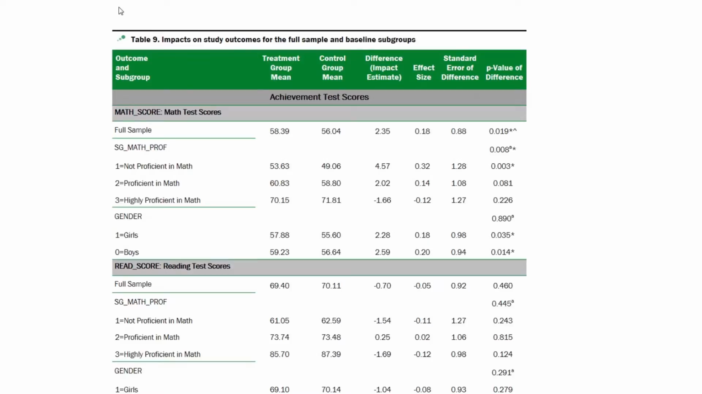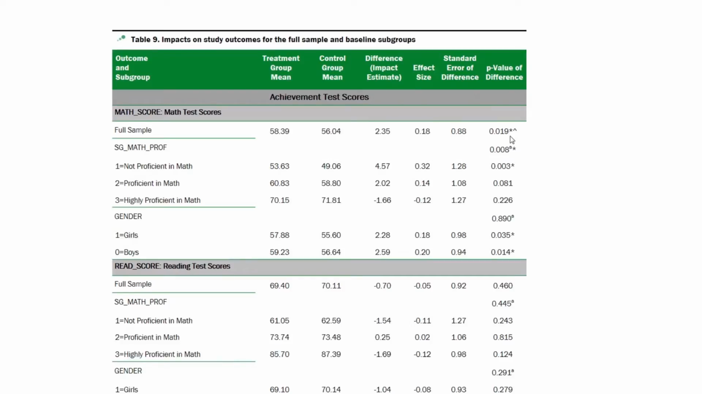We see that the treatment group mean for the math test score is 58.39 compared to 56.04 for the control group. Therefore, the impact estimate is 2.35 scale points, which translates into an impact in effect size units of 0.18 standard deviations. The standard error is 0.88, and the p-value is 0.019. Therefore, the impact is statistically significant at the 5% level, which is denoted by the star above the p-value.